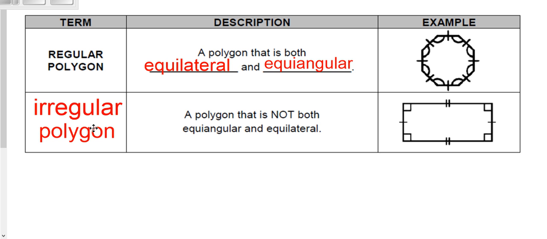And then an irregular polygon is a polygon that is not both equiangular and equilateral. This one has equal angles in this rectangle. They're all 90 degrees, but the sides are not all the same. So that's called an irregular polygon. Okay, regular: all the angles and all the sides are equal. So let's look at our example 3, a formula on the next page.